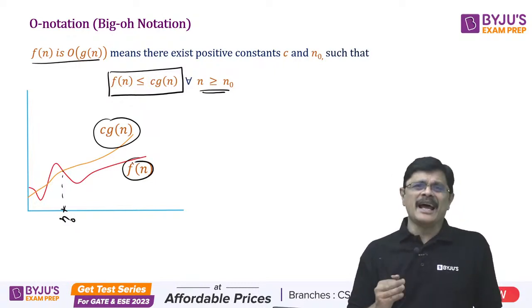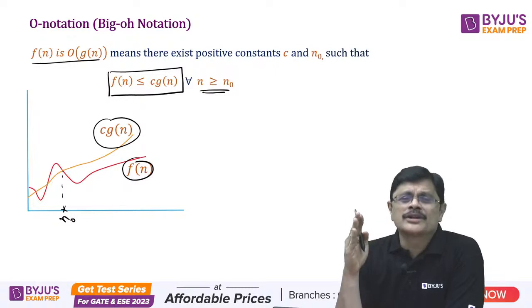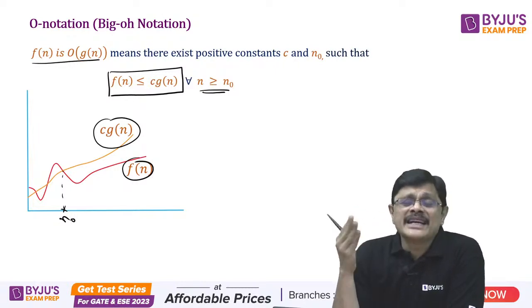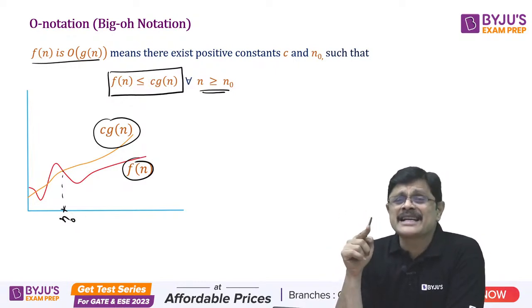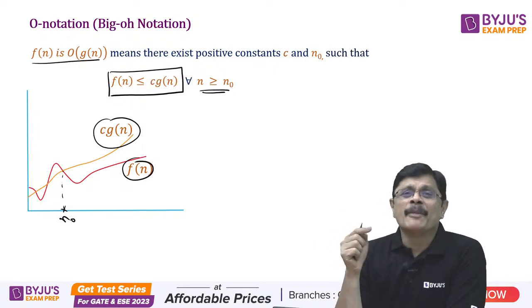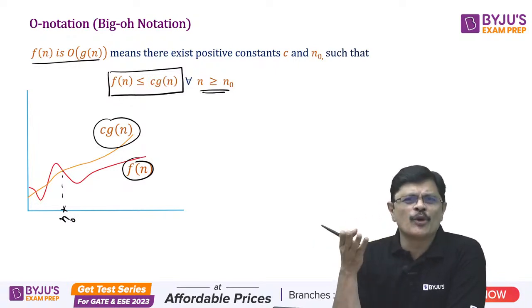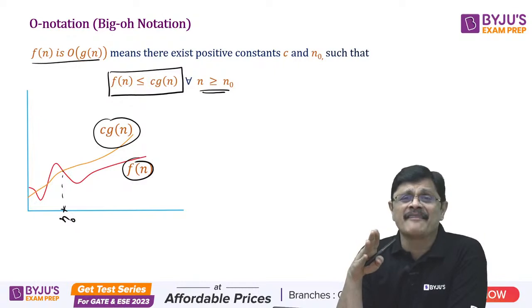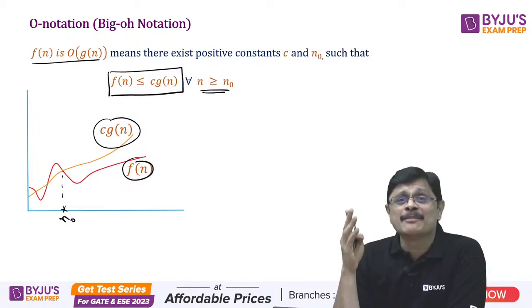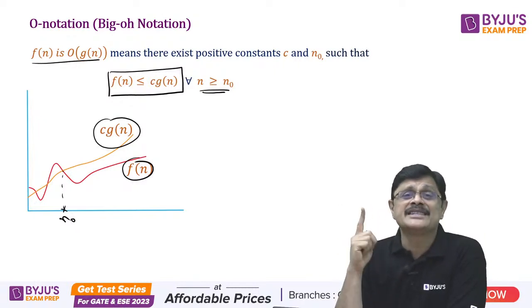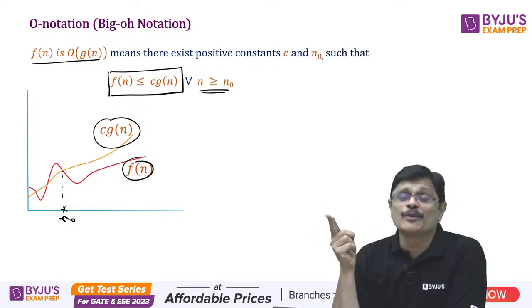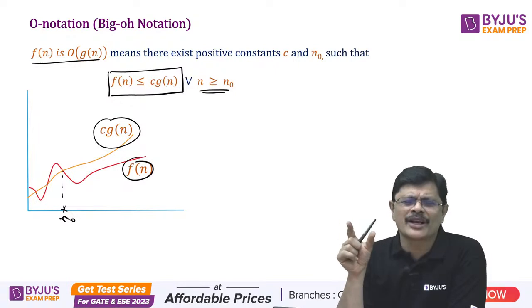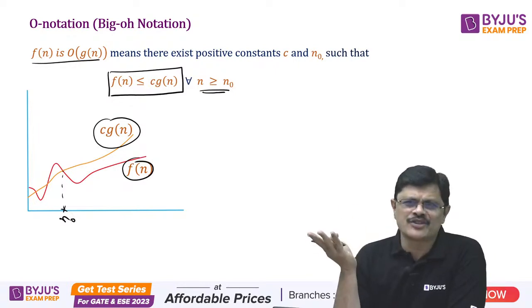So Fn has an order of growth less than or equal to C times Gn, or Fn grows no faster than Gn. Actually, Fn is less than or equal to a constant times Gn, but when we say asymptotically, we don't mention that constant. We simply say that Gn is the asymptotic upper bound for Fn. Asymptotic means for large values of n, nothing more than that.